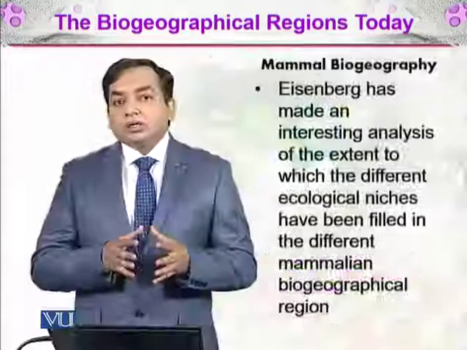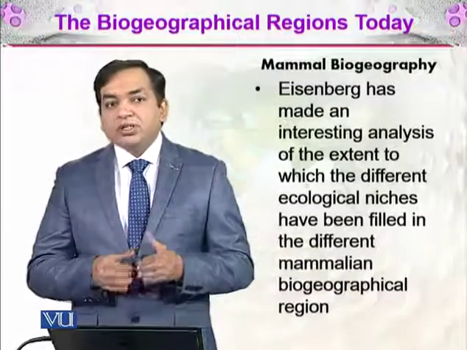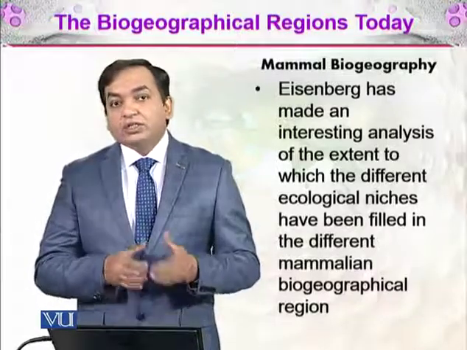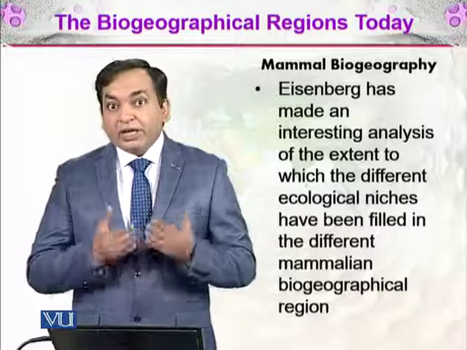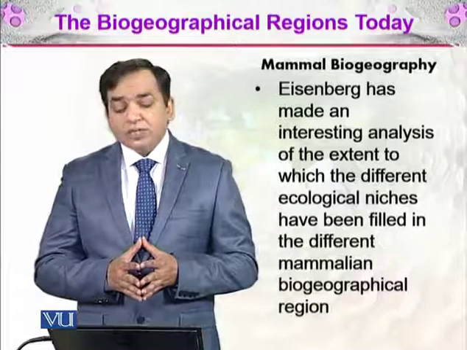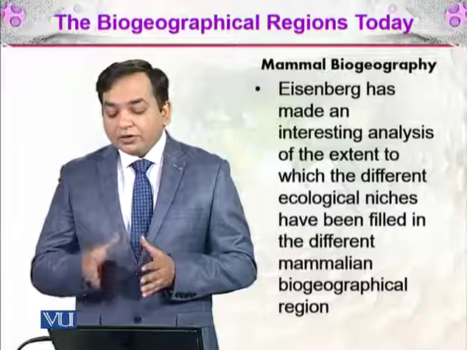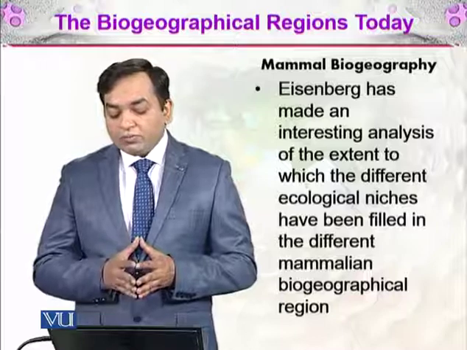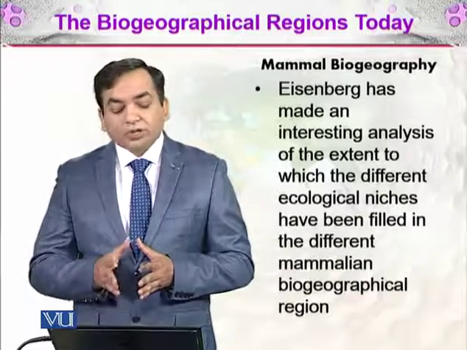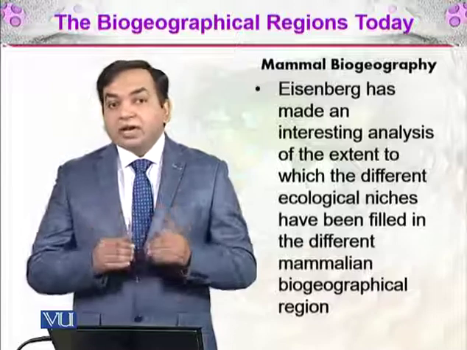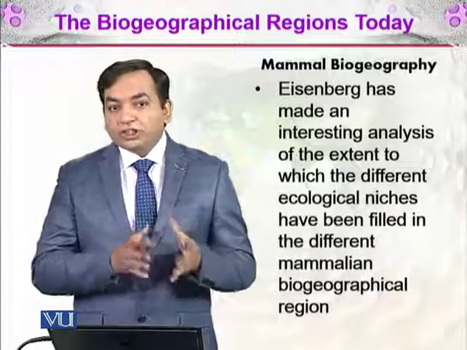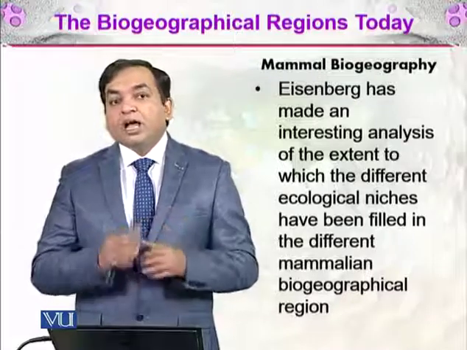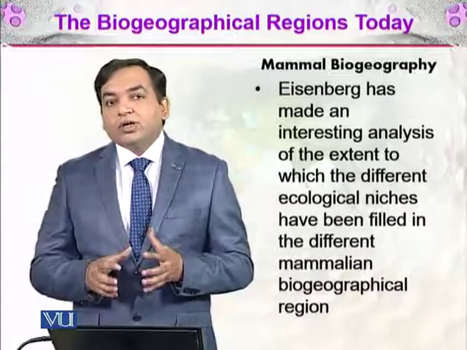We can see that there were different mammals living in different regions, and they have their own biogeographical areas in which they have found their niches. Eisenberg, a scientist, has made an interesting analysis of the extent to which the different ecological niches have been filled in the different mammalian biogeographical regions. Essentially he has said that whatever the biological niches are, the mammalian species in a particular region have filled each of their niches there.